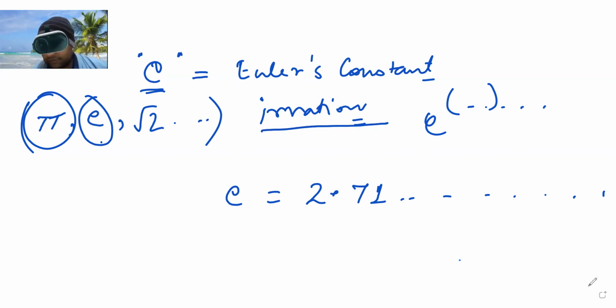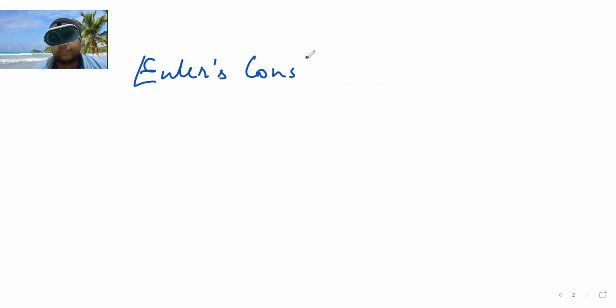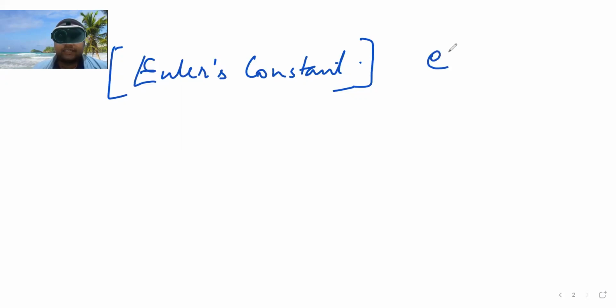So today we are going to learn a few interesting things about Euler's constant. Okay. Euler was the physicist who calculated the value of this constant and called it E. Anyway, so let's first understand conceptually what exactly E stands for.